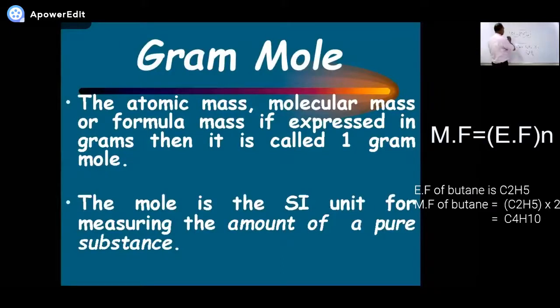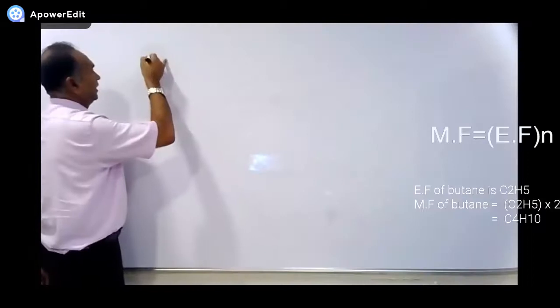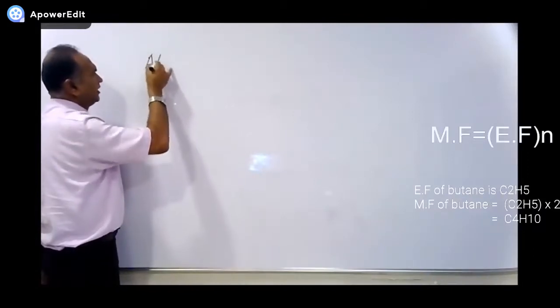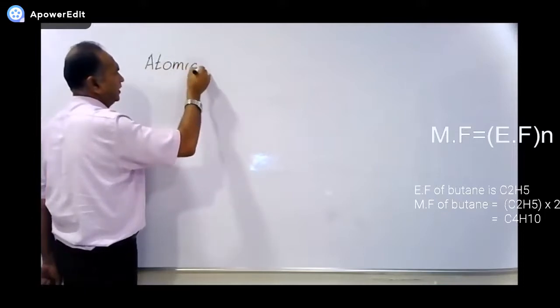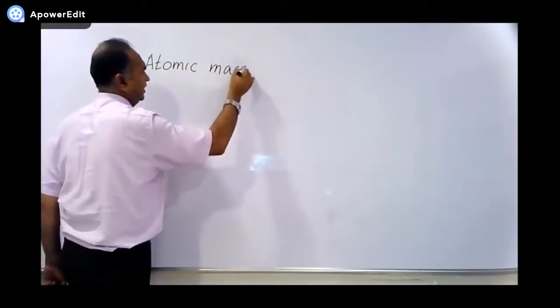So today's topic, conceptually, is a very broad topic, a very lengthy topic. But for our class, we will do it in a brief way because we are following our own book. Okay? It is the atomic mass of carbon.